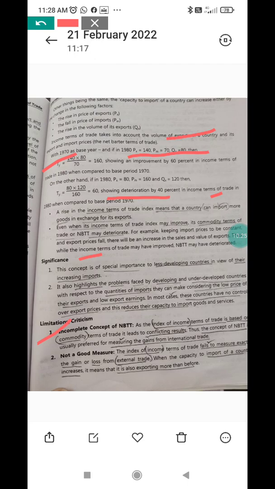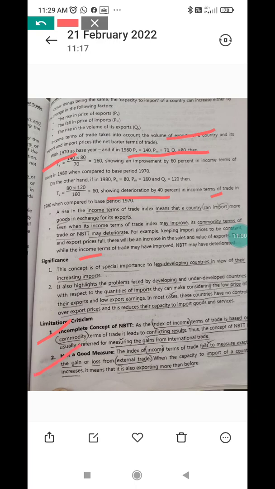Incomplete concept of NBTT. As the index of income terms of trade is based on commodity terms of trade, it leads to conflicting results. So, there are conflicting results. Thus, the concept of NBTT is usually preferred for measuring the gains from international trade. What is the concept of NBTT? Measuring the gains, how much gain has been made in international trade.